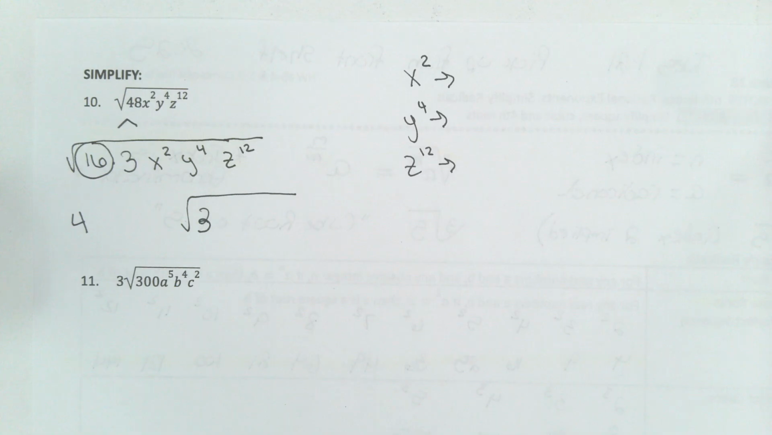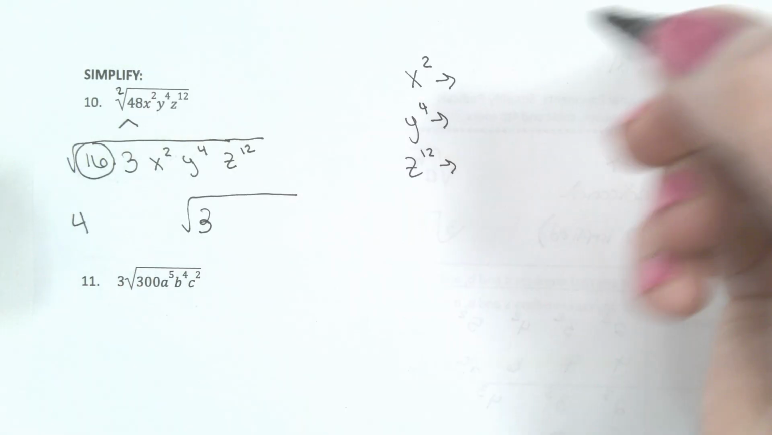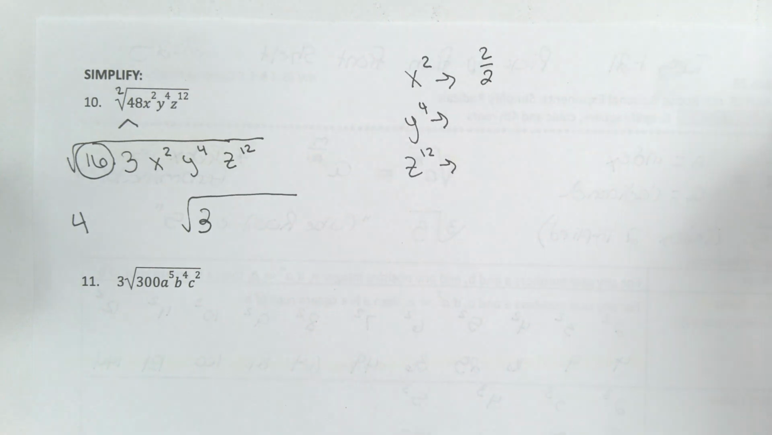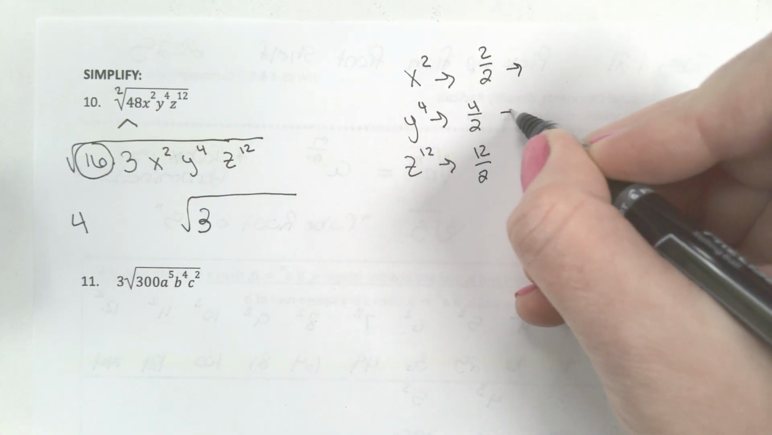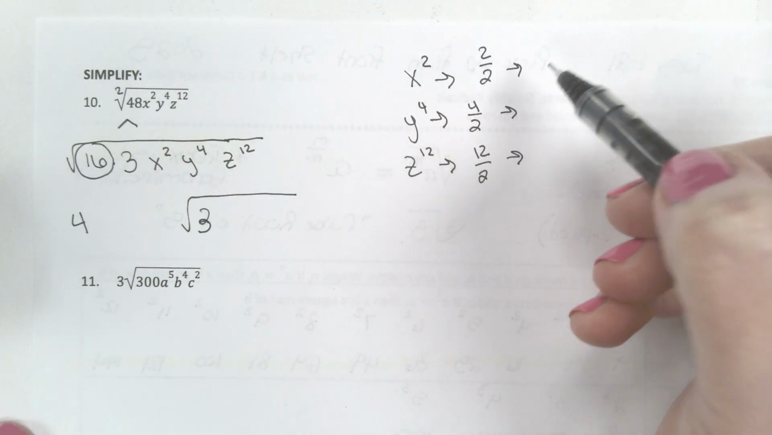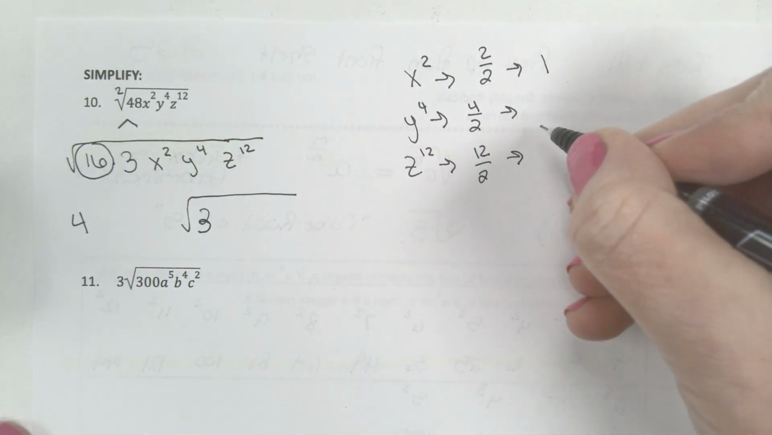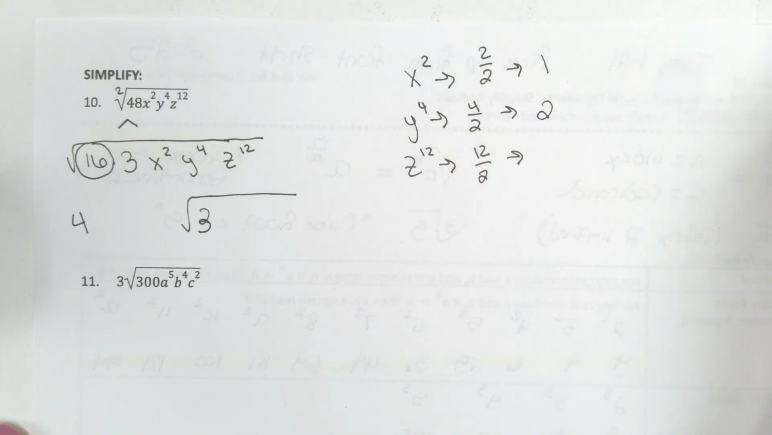All right, so when it comes to variables, A, you can write them all out. B, you can divide by the index. So there's no index here. What's implied to be there? 2. So you're going to take every exponent divided by 2, and that tells you how many variables get to come out. So what's 2 divided by 2? 1. 4 divided by 2? And 12 divided by 2.